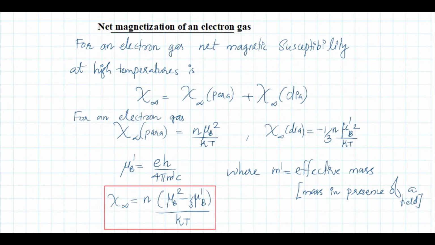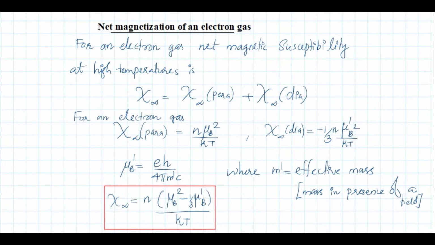Actually, mu_B is eħ by 4 pi mc. Here mu_B prime is eħ by 4 pi m prime c. This m prime is actually the effective mass. Here the diamagnetism arises due to the motion of electrons in a magnetic field. In an applied field, when an electron moves, the mass will get modified, and that mass is known as the effective mass. So you have to use that mass for the calculation of this quantity in diamagnetism.